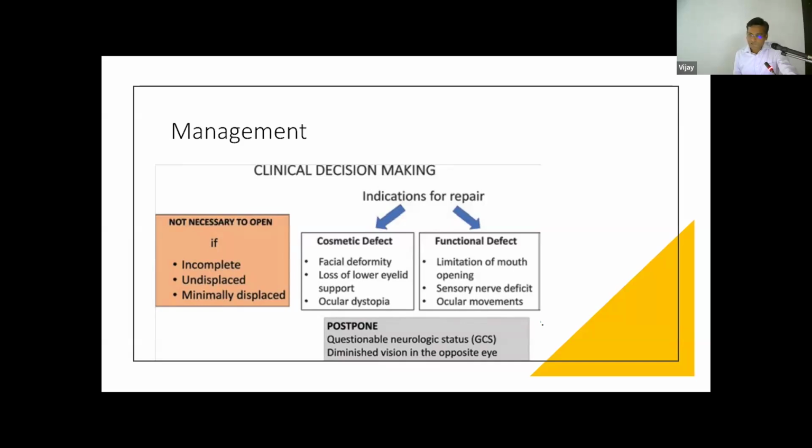defect. Cosmetic defects include any facial deformity like increased facial width or depression of the malar eminence, loss of lower eyelid support, and ocular dystopia because of enophthalmos and hypoglobus. Functional defects include limitation of mouth opening, sensory nerve deficit in the distribution of the infraorbital nerve, and ocular movement restriction due to entrapment of the extraocular muscle. One relative contraindication for intervention is the only seeing eye on the affected side, and sometimes we have to postpone our treatment because of questionable neurological status and diminished vision in the opposite eye.